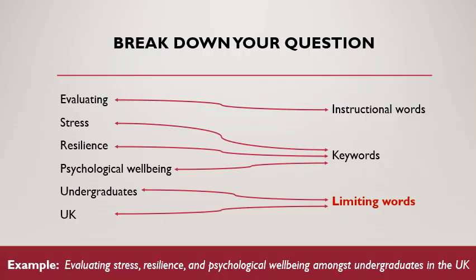For example, applying this to our question, the instructional word is evaluating. The core keywords are stress, resilience, and psychological well-being. The limiting words that define our scope are undergraduates and UK. This breakdown gives us the essential building blocks for our research.